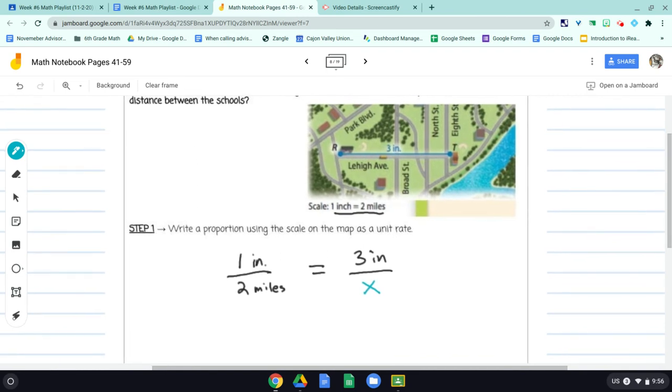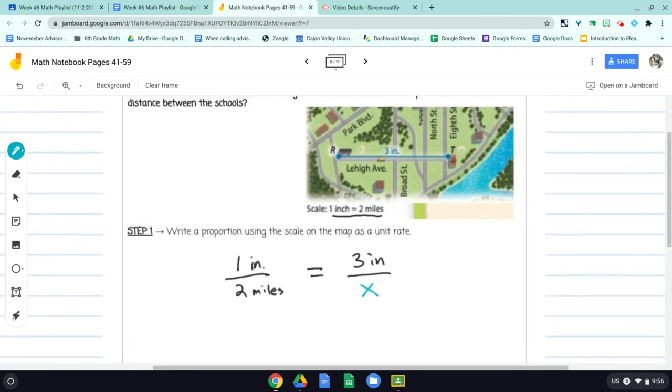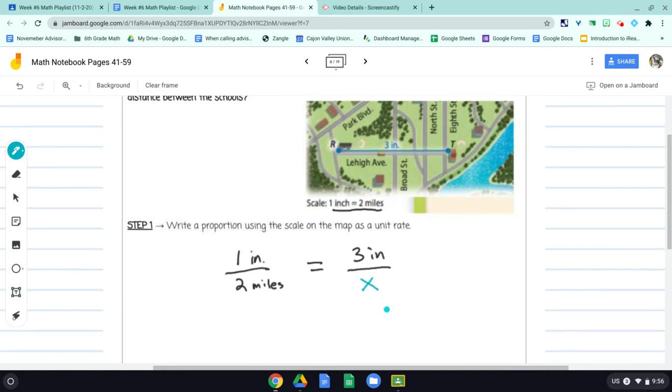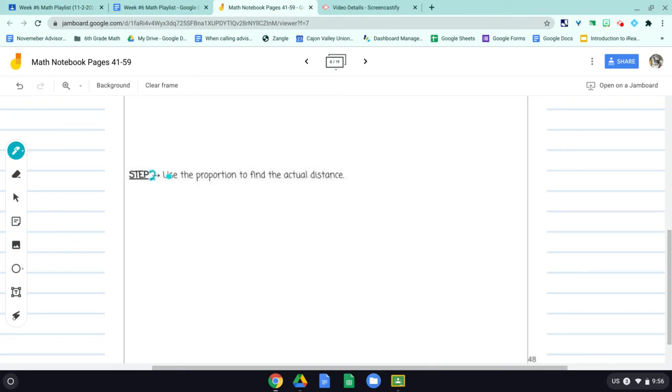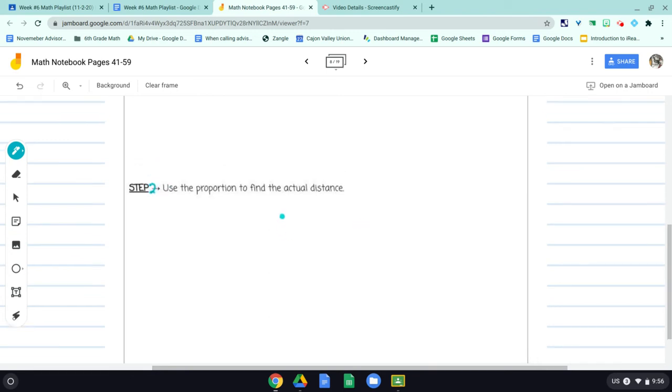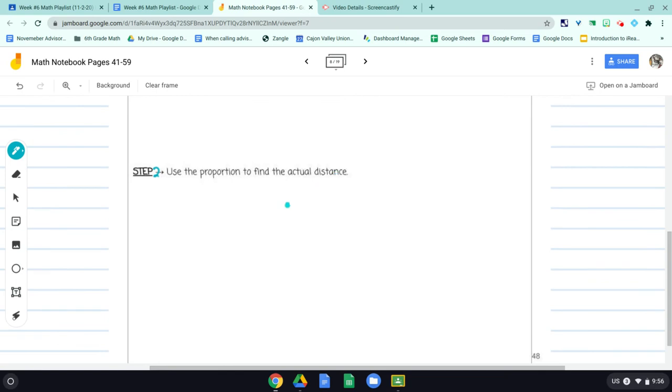Okay, so that's step one. We wrote a proportion using the scale on the map as a unit rate. So the scale is 1 inch for every 2 miles, and we're going 3 inches on the map. How many miles is that? I'm going to go down to step 2, and we don't have a step 2 here, so I'm going to put step 2. Use the proportion to find the actual distance. So the proportion is 1 inch for every 2 miles. And if we're going 3 inches, how many miles is that? We'll call that x. So now we've got to solve this.